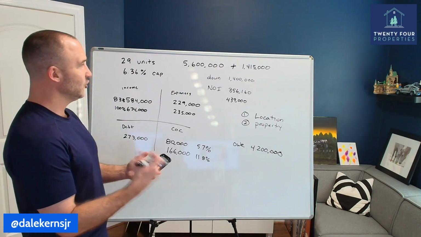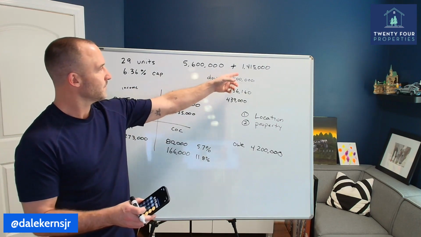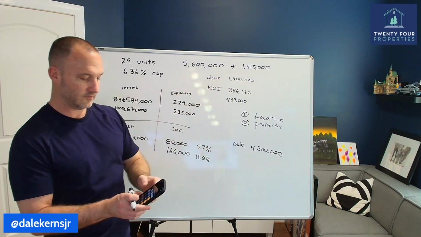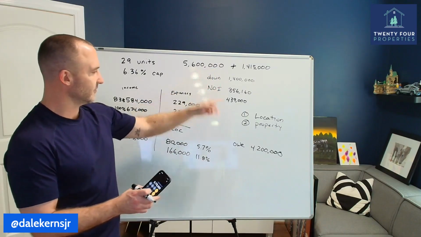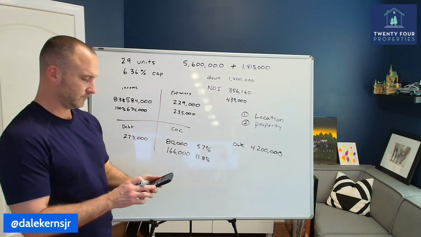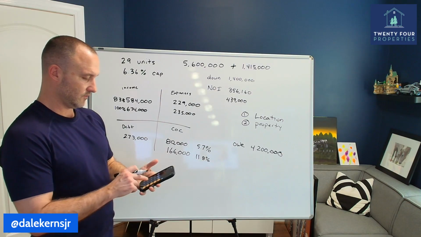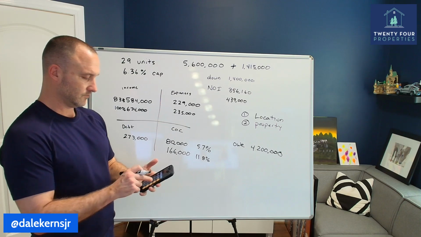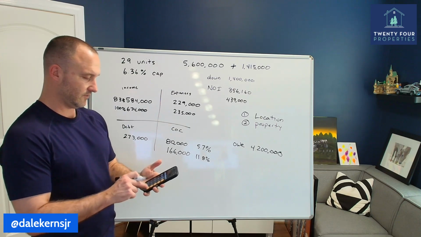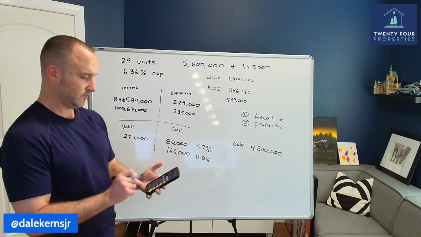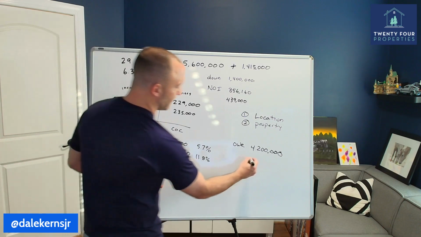Okay, so now we go get a new loan for 5 million instead of the 4.2. 6.9 times 0.75, minus the 4.2, equals 975,000.